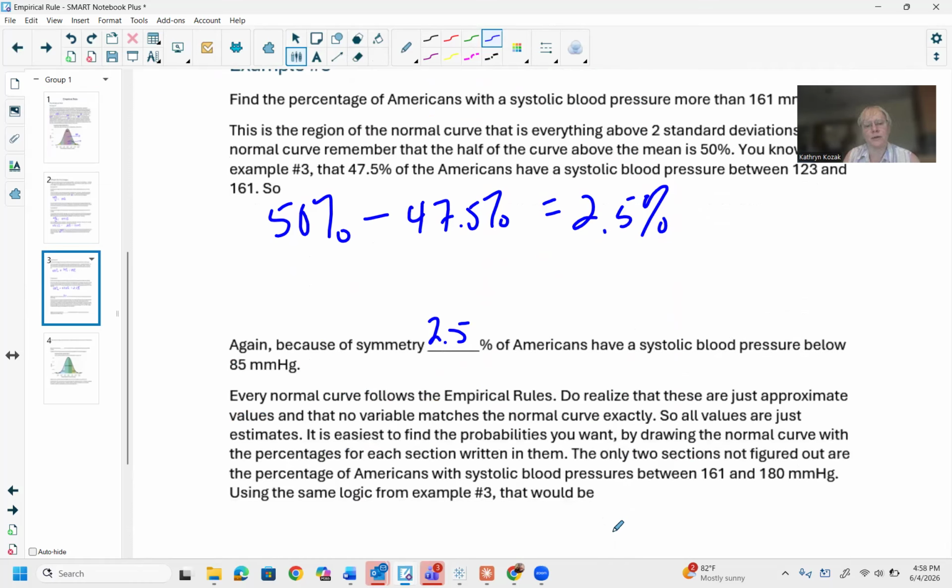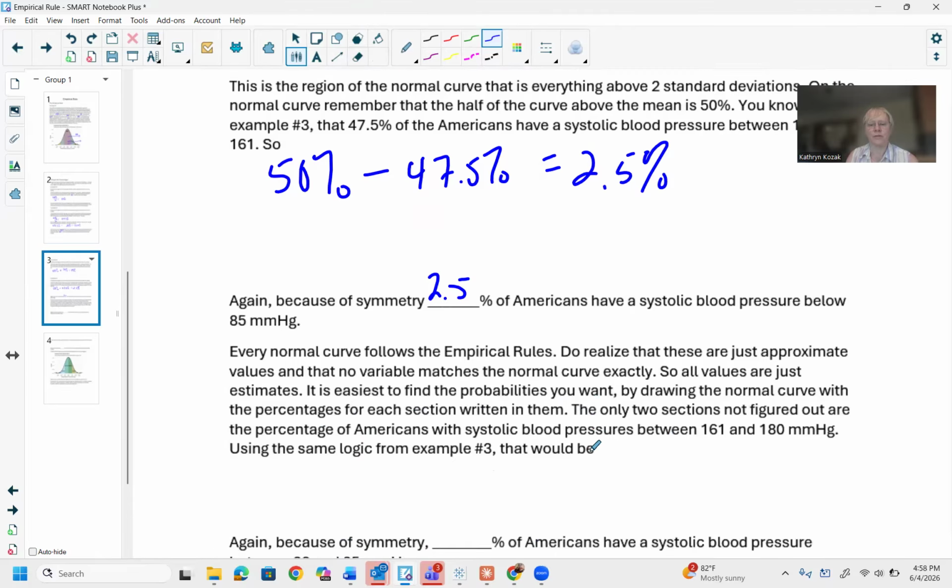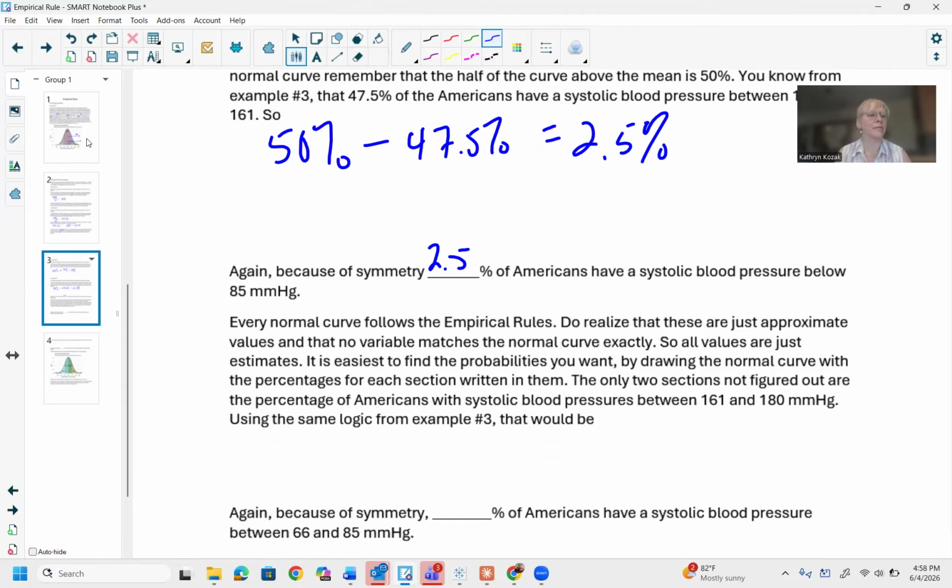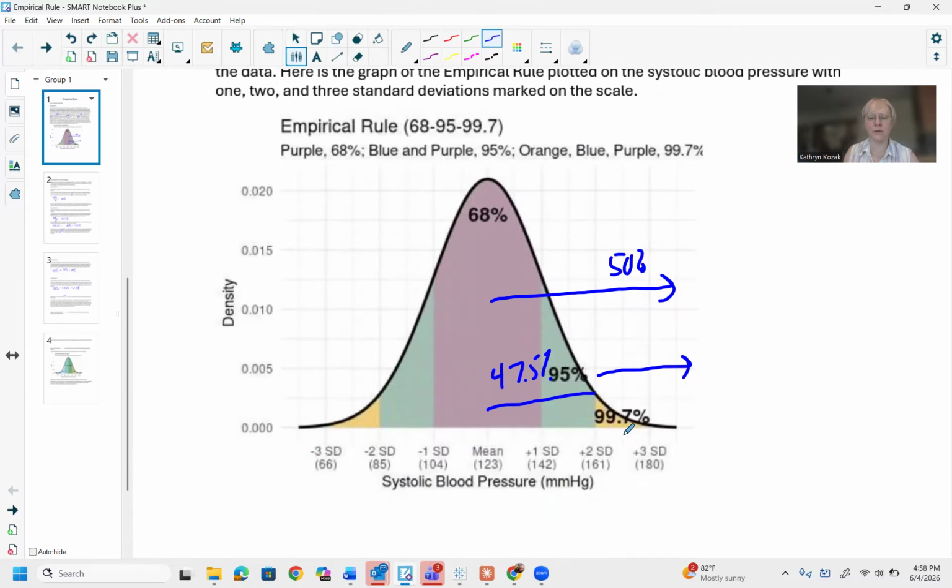Every normal curve follows the empirical rules. Do realize that these are just approximate values and that no variable matches the normal curve exactly. So all values are just estimates. It is easier to find the probabilities you want by drawing the normal curve with the percentages for each section written in them. The only two sections not figured out are the percentage of Americans with systolic blood pressure between 161 and 180. This area here, 161 to 180. It's the only one we don't know yet. That's the one we want to find.